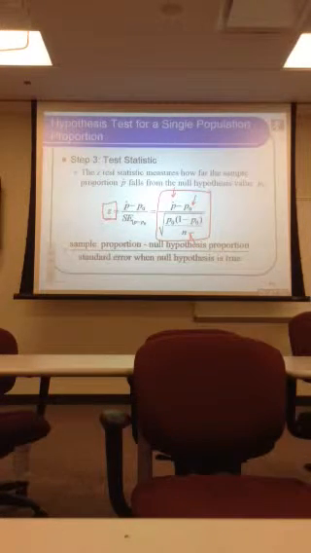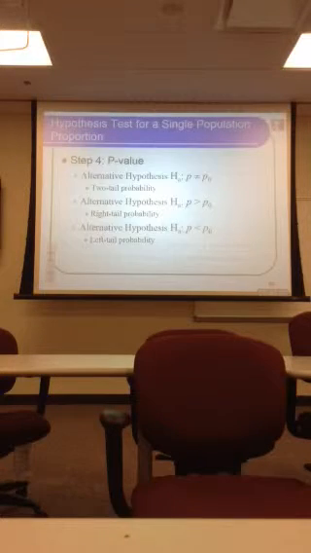The number, and then you can get the value of the z-test statistic. Now, the z-test statistic follows a standard normal distribution. And then the p-value, once again, could be left-tailed, right-tailed, or two-tailed, depending on the alternative hypothesis.